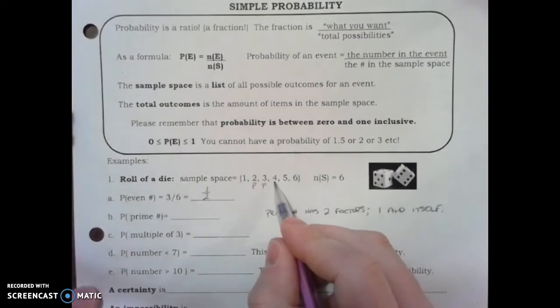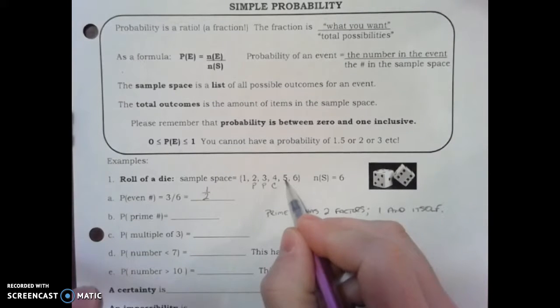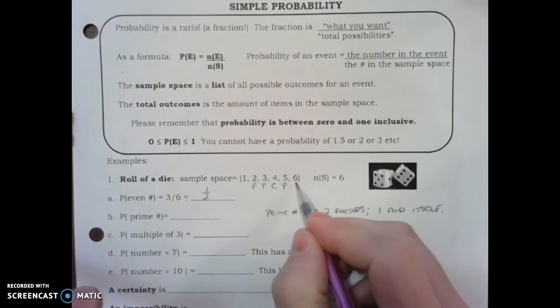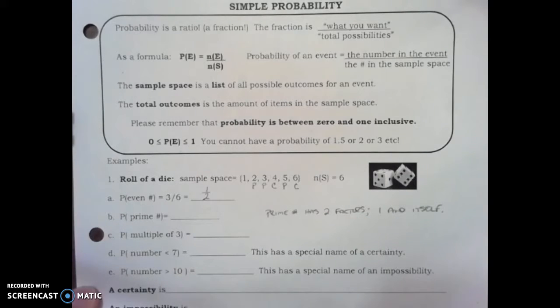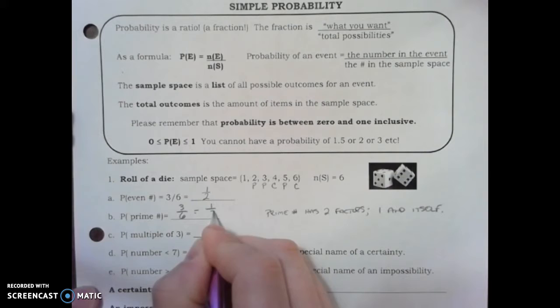To make 4, we can do 1 times 4, but we can also do 2 times 2. So that's 1, 2, and 4. That's 3 factors. We don't call that prime. We call that composite. 5 is 1 times 5, 2 factors, which makes it prime. To make 6, we can do 1 times 6 or 2 times 3. That's 4 different factors, so that's composite as well. So we want the number of prime numbers on a die. Well, there's 1, 2, 3 out of 6. Which can be simplified down to 1/2.